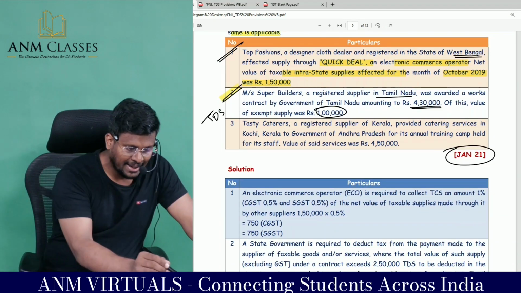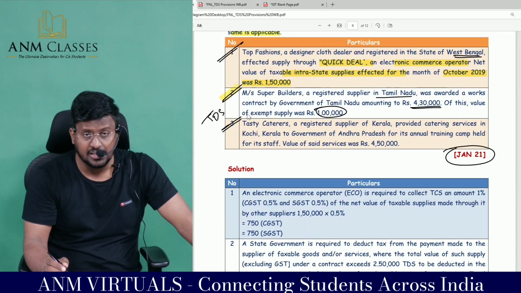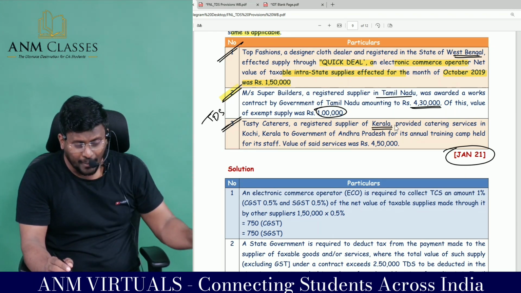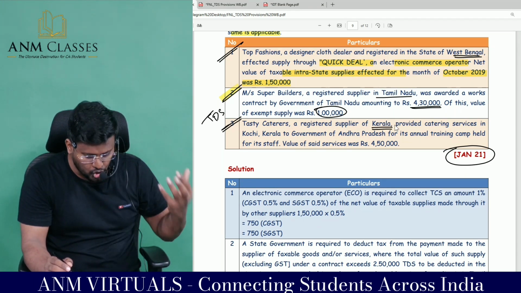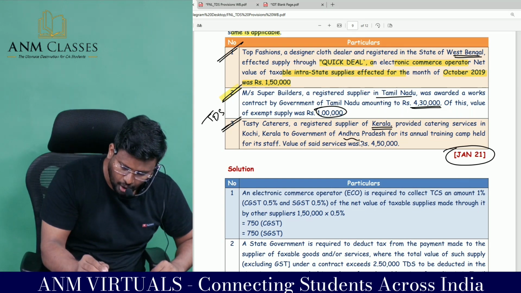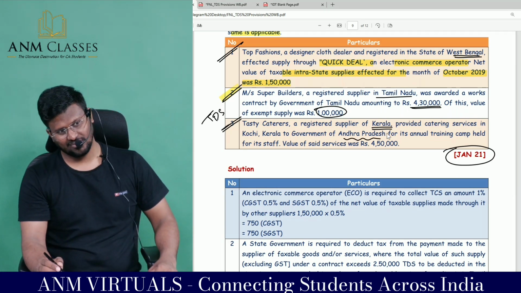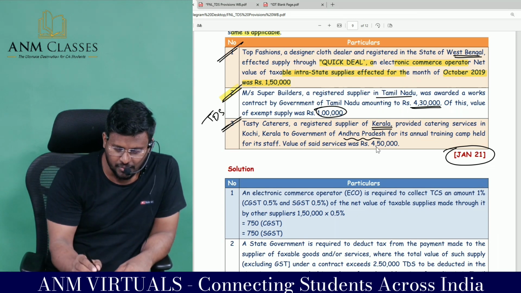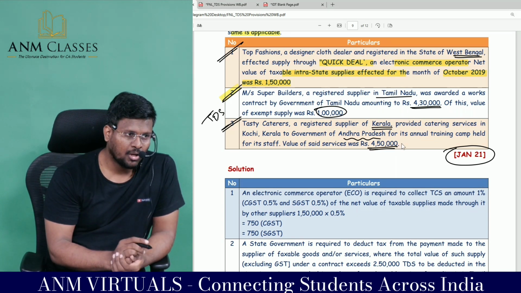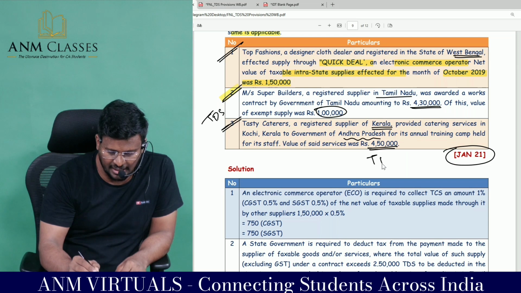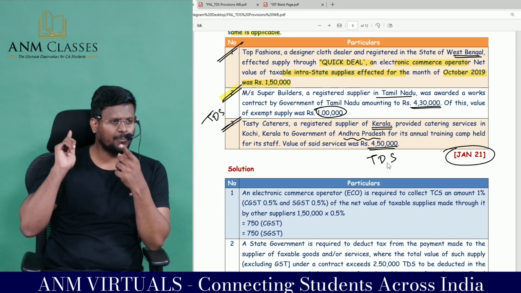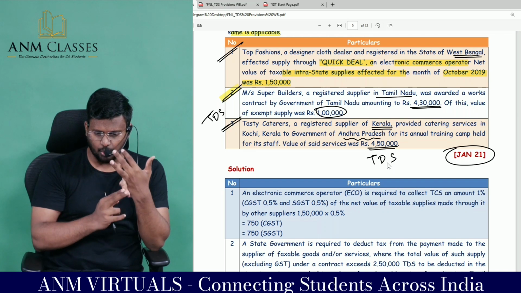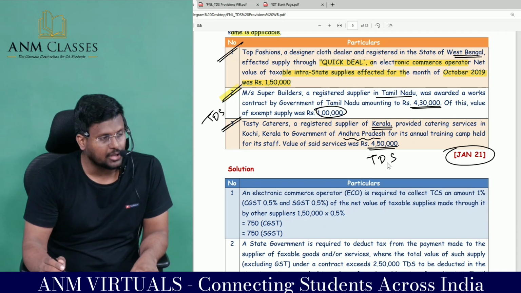Comfortable, sir? Tasty Caterers, a registered supplier of Kerala. So the supplier is situated in Kerala. It provided catering services in Cochin, Kerala to the government of Andhra Pradesh for its annual training camp held for its staff. Value of such service was how much? 4,50,000. You have to check TDS. T stands for taxable supply of goods or services. Yes, it is a taxable supply of goods or services or both. The contract value is 4,50,000.